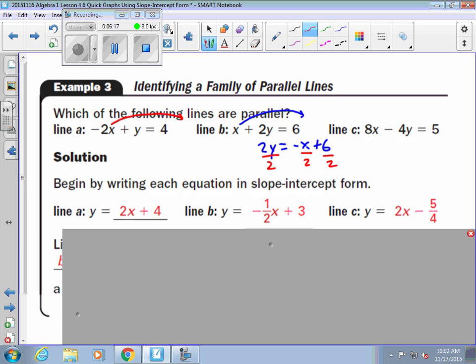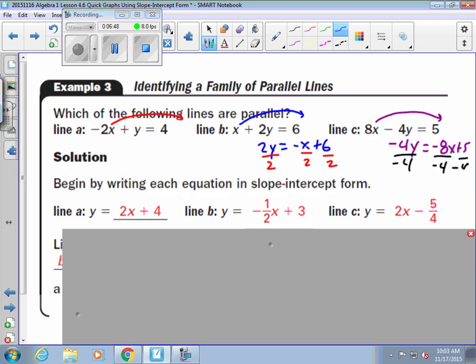And then for the last equation, we'll bring over 8x to make it say negative 4y equals negative 8x plus 5. Then divide everything by negative 4. And you have y is equal to, a negative divided by negative is a positive, 2x, and then a negative 5 divided by 4 is negative 5 over 4. So now you have 3 equations. You can look at all 3 of the m values.